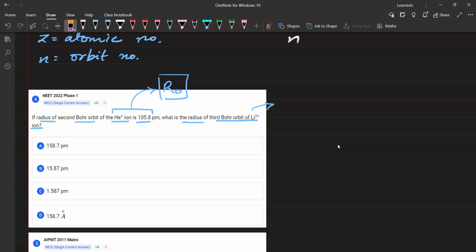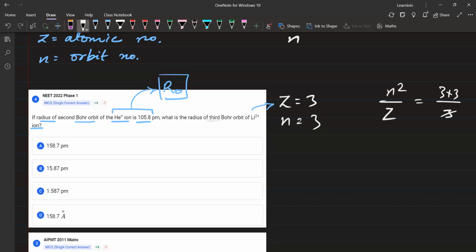Guys, minutes are over. So, the radius of the third Bohr orbit of Li2+. For Li2+, lithium, Z will be equal to 3. And third orbit, so n is also equal to 3. And we are at the radius, right? For radius, what do we have? n square upon Z. So n square is 3 into 3, that is 9, divided by Z which is 3, so this will be only 3.